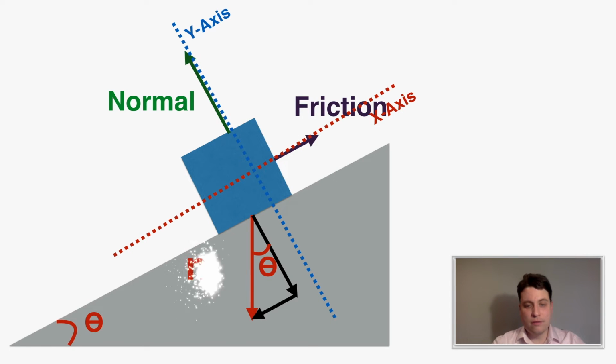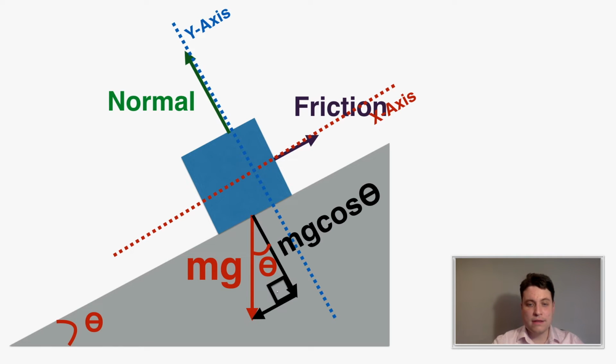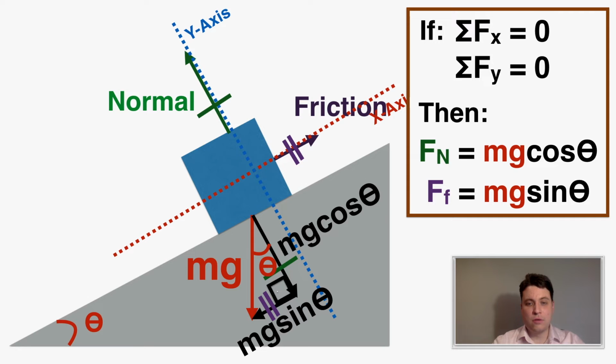So now we can start to solve for missing forces. If I replace gravity as mg, I can see that the y component here is going to be mg cosine theta because that's the side that is adjacent to the angle. And mg sine of theta is going to be equal to the x component on this new axis. So because the normal and the y component are equal, the normal is going to equal mg cosine theta, and the force of friction is going to equal mg times the sine of theta. This pattern will always hold for ramp problems like this.